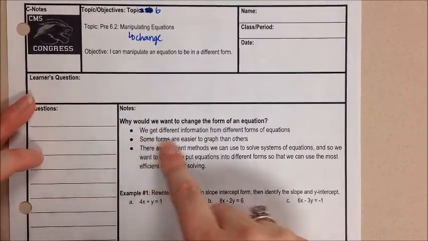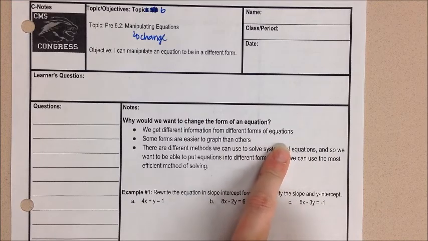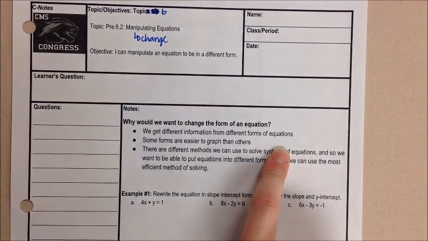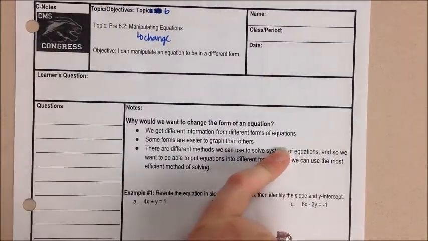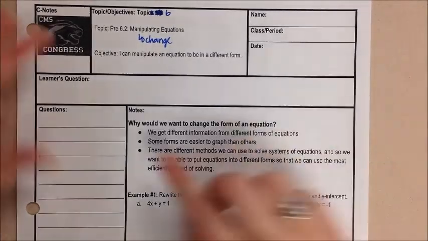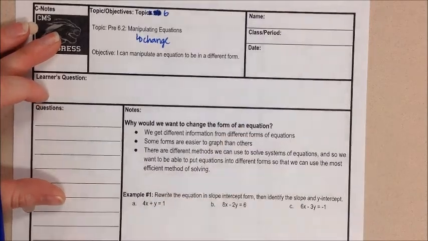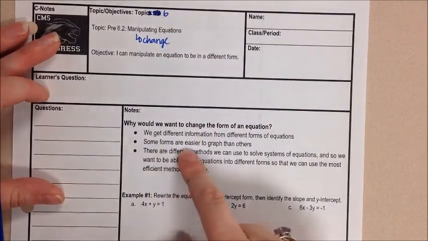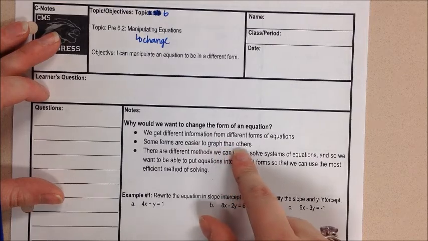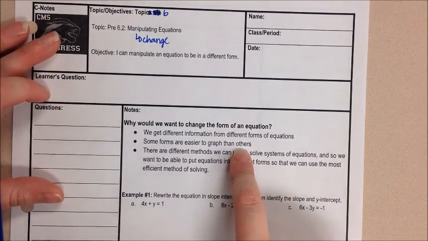Okay, we can get different information from different forms of equations. Like slope-intercept form, I get slope and intercept, whereas point-slope, I get a point and the slope. And remember, standard form doesn't really tell us anything about a graph. Okay, so we get different information from different forms. That's one thing. Okay, some forms are easier to graph than others. Standard form isn't as easy to graph if we're working with small numbers.